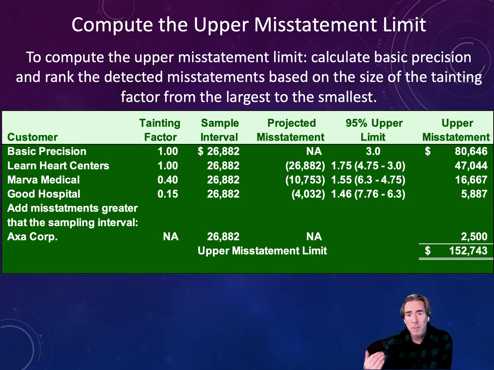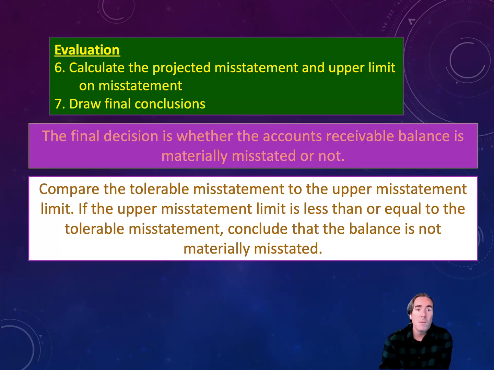We add all those numbers up. And if you recall, our tolerable limit was 125,000. So we're over it. So we've got a problem. We can't accept this result. So what we need to do is make a decision. We're going to conclude that it is not fairly stated because our upper misstatement limit exceeds our tolerable.